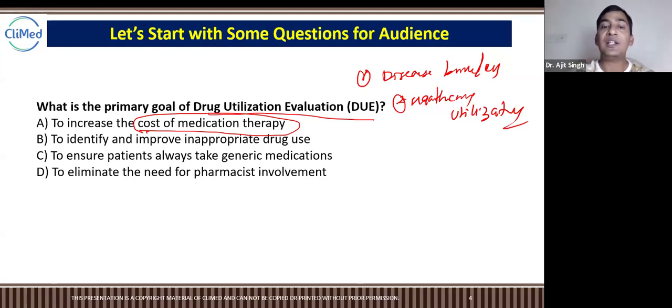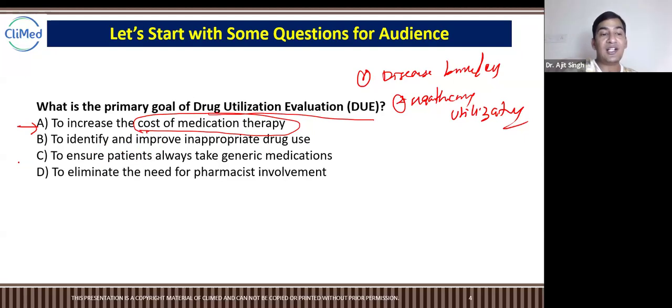So definitely DUE or DUR, which are directly related to drug utilization, are not directly involved in the costing of medication therapy. Costing is a wider term which includes therapy, doctors' expenses, visits, admission, registration, consultation charges, traveling, food, daily allowances, everything. So this option A is not correct in this scenario.